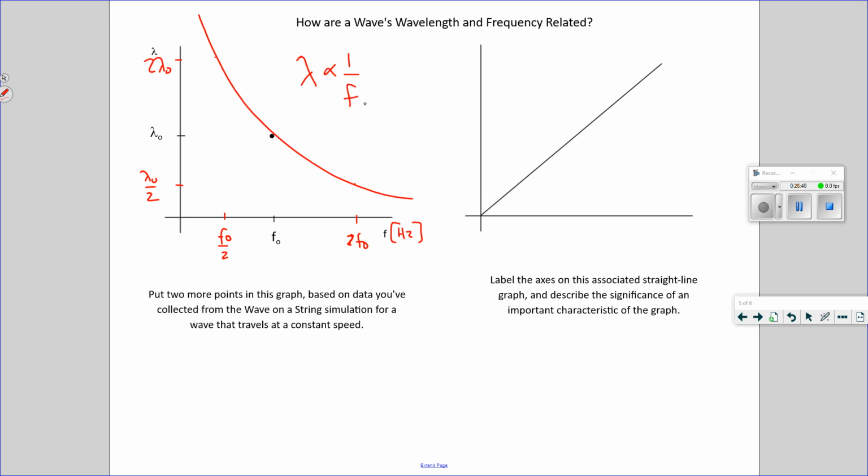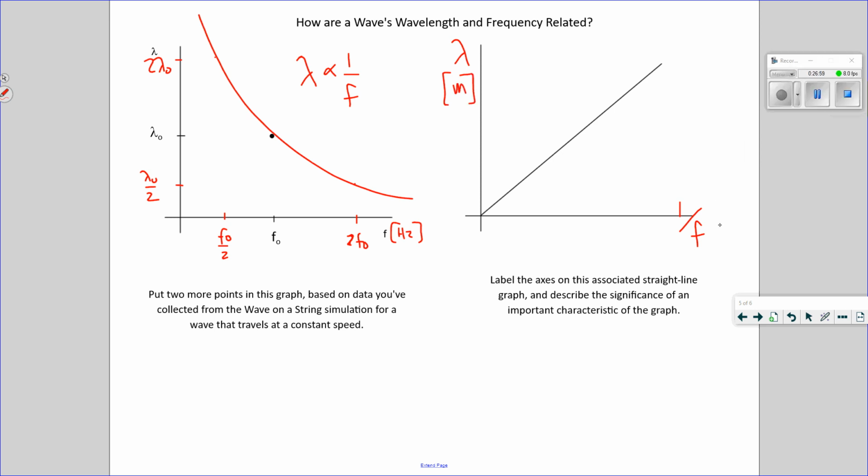So quite literally, if we graph lambda versus 1 over frequency, we get a straight line because those two things are proportional. And furthermore, these units are meters. These units are, well, 1 over hertz. And a hertz is 1 over a second. So these units are actually seconds.